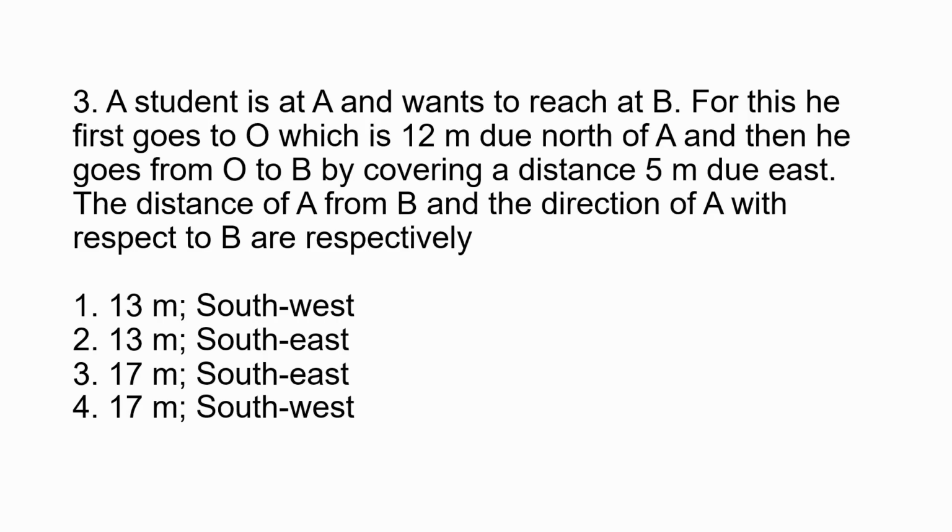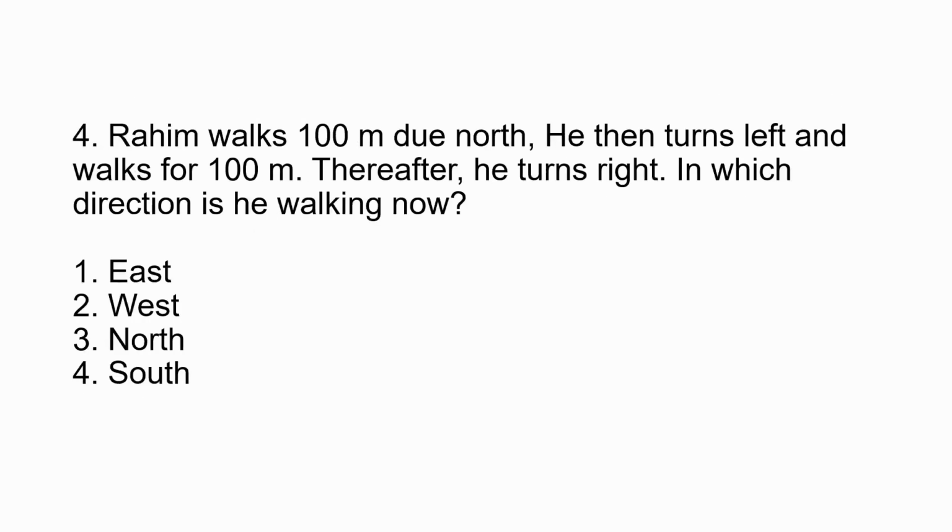A student is at A and wants to reach B. For this, he first goes to O, which is 12 meters due north of A, and then he goes from O to B by covering a distance of 5 meters due east. The distance of A from B and the direction of A with respect to B are, respectively. We move to question number 4, the final question. Rahim walks 100 meters due north. He then turns left and walks for 100 meters. Thereafter, he turns right. In which direction is he walking now?